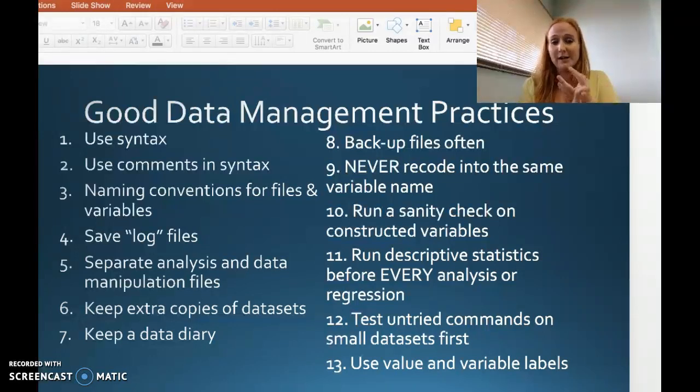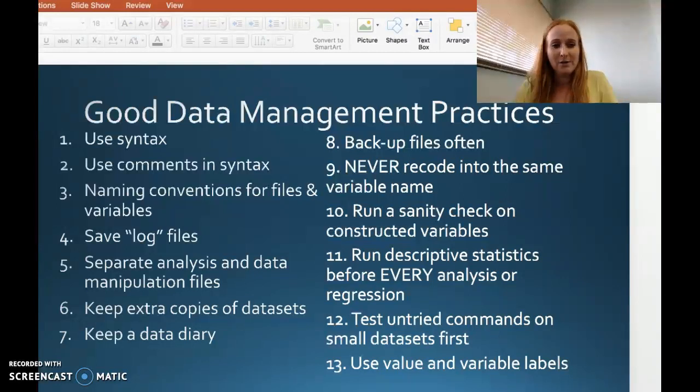Run a sanity check or a logic check on anything you build, pull apart, or shove together. Run those descriptive statistics before every analysis or regression. Check that variable, get to know it, because you can't analyze what you don't know. Try untested commands on maybe a sandbox or play data set first. Use good labeling on variables and values.